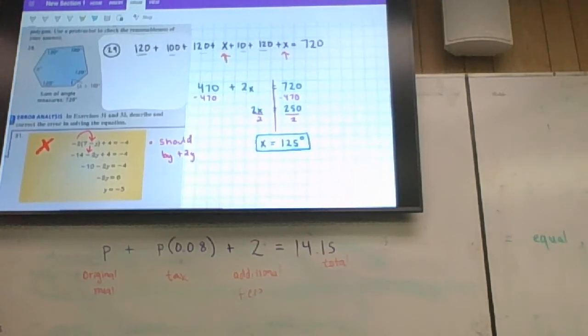Number 31. Thumbs up if you found the mistake. Right here, it should say plus 2y. So a negative and a negative is a positive. A negative times a negative is a positive. Okay, this one. You got it, Sri?